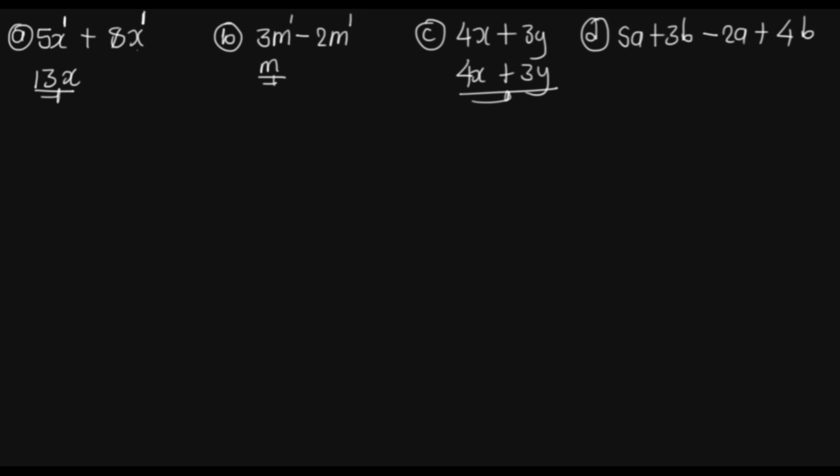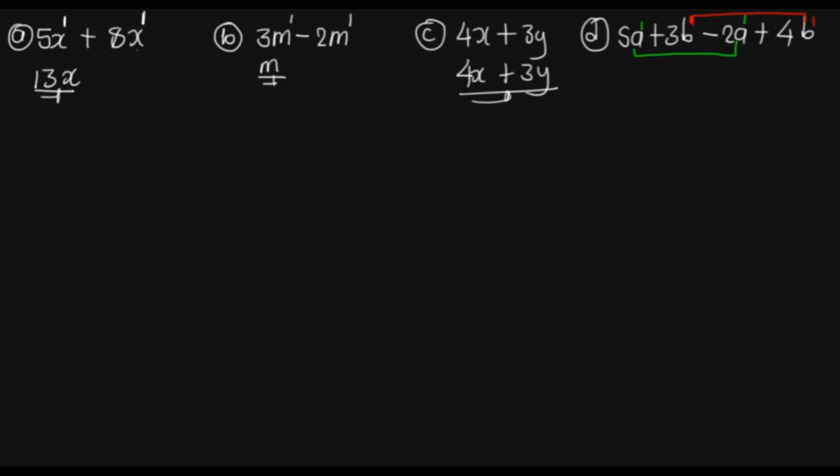Now for part D, we are going to collect the like terms. So we need to look at the terms that are like. Let's look at the first part, 5a. Here our a is raised to the power 1. Even our negative 2a is raised to the power 1. So you can see that these two are like terms. Then let's check for the other one. Our b is raised to the power 1, even our 4b there is raised to the power 1. So we have another like term.